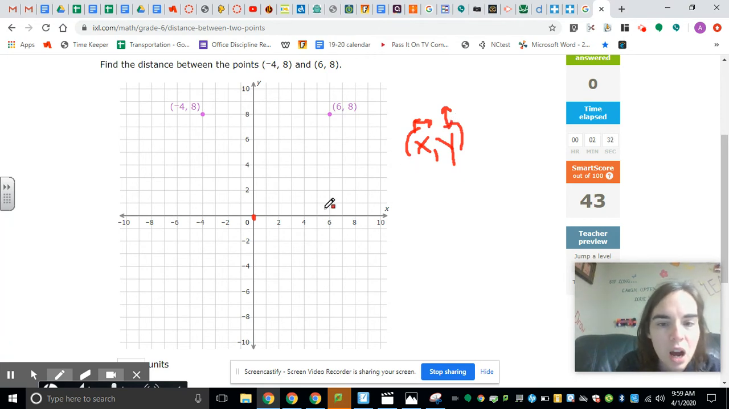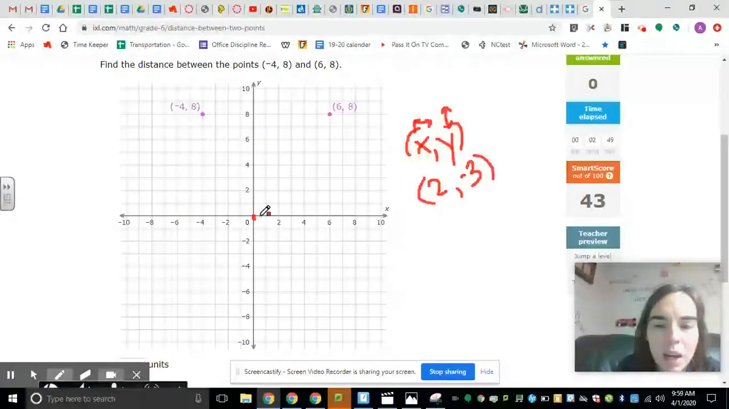Okay? All right, so let's look at an ordered pair. I'm not going to do the ones that are on there. I'm going to make up one of my own. We're going to graph (2, -3). So I'm going to start at the origin, always, and I'm going to go on the x-axis a positive 2.